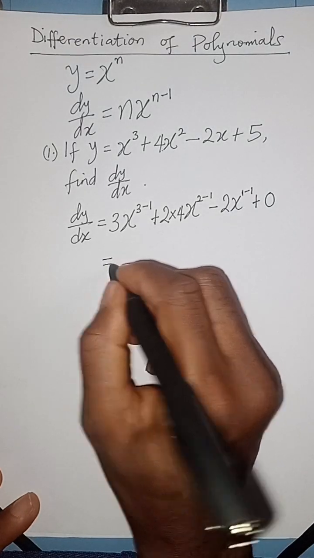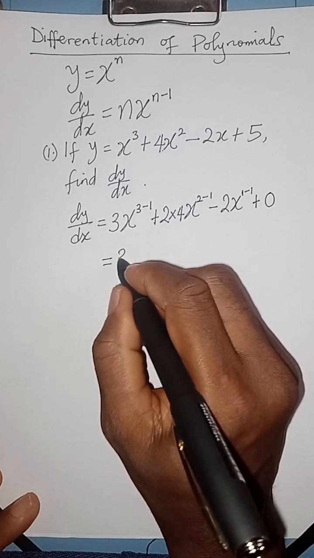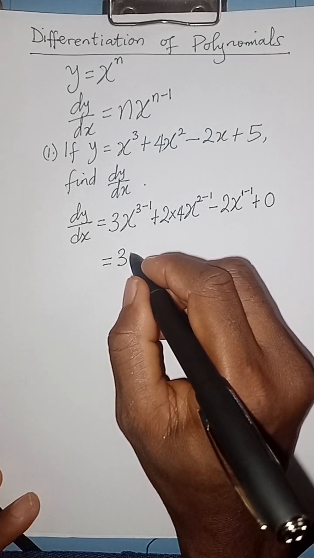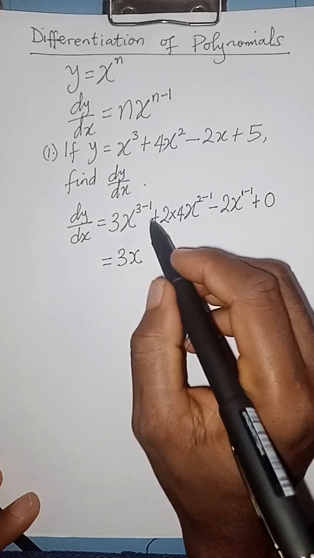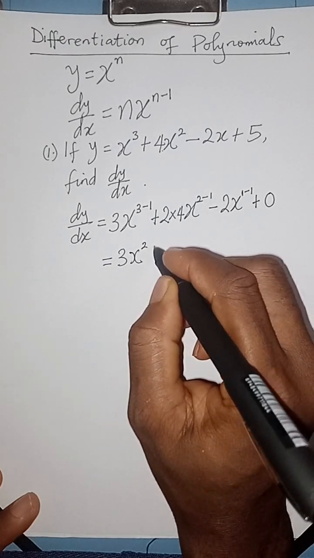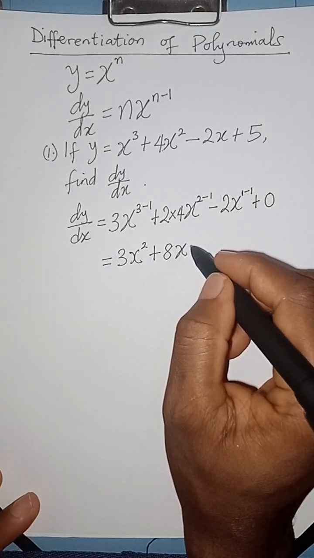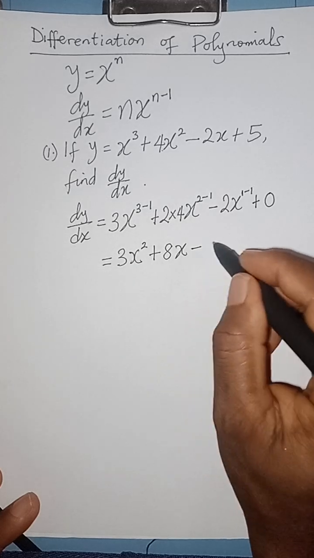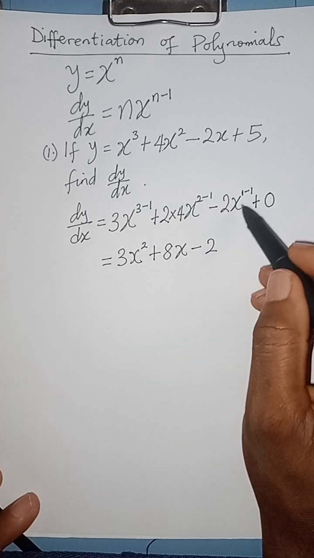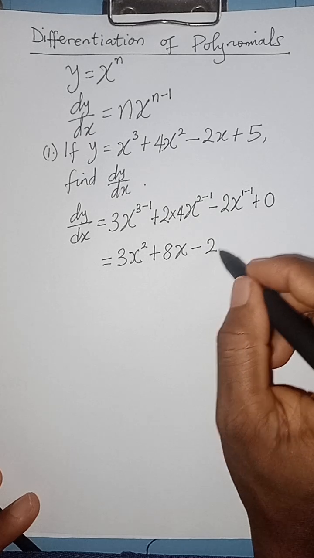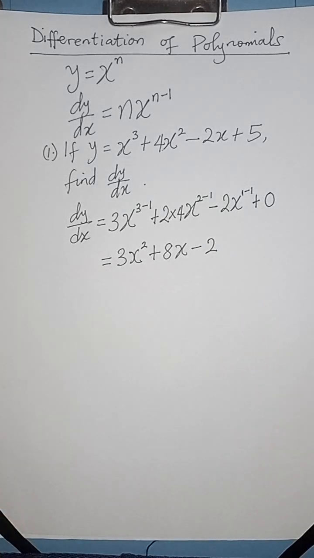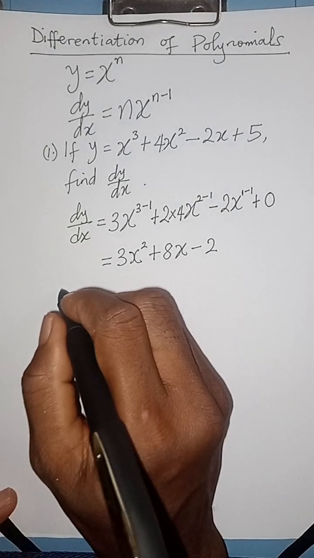So the final working for this equation becomes 3x, 3 minus 1 is 2, plus 2 times 4 is 8, x, 2 minus 1 is 1, so there's no point writing it, minus 2, 1 minus 1 is 0, so it becomes x raised to power 0. And of course, you know that anything raised to power 0 is equal to 1. So that is the answer to the question. Very easy. Let's try number 2.